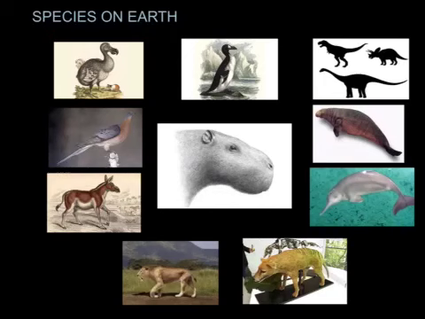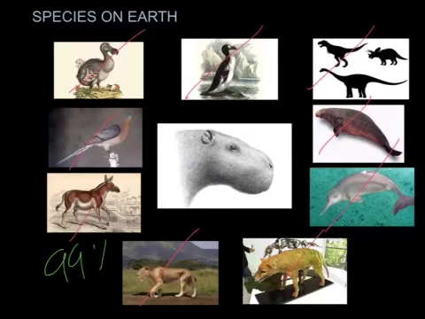The animals shown here represent the amount of species that have lived on Earth over a period of time. Crossing out these 9 species represents the 99% of species that have gone extinct. That leaves only 1% of species that have ever existed on Earth still alive.